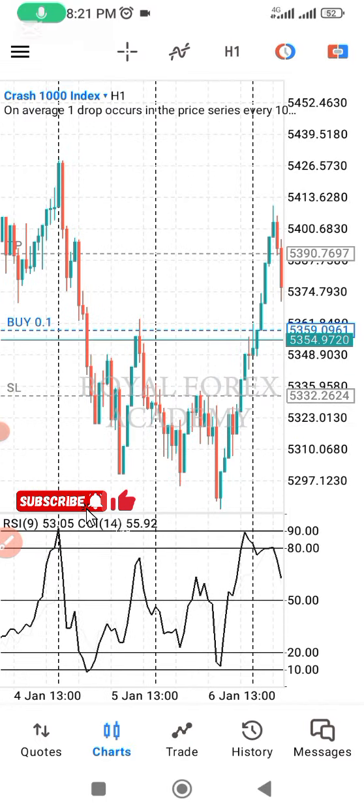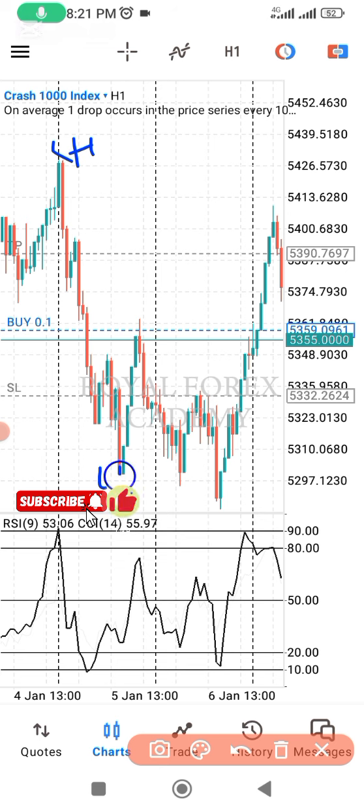So from our left side, if you look at this, you realize that price has been giving us a lower high, a lower low, a lower high, and a lower low. So what this means is that price has been bearish, which means that we are in a downtrend.